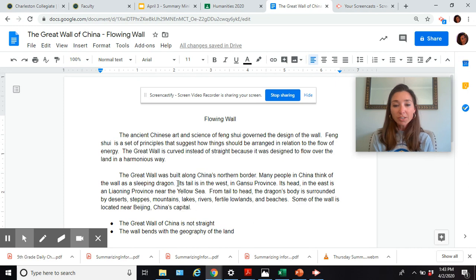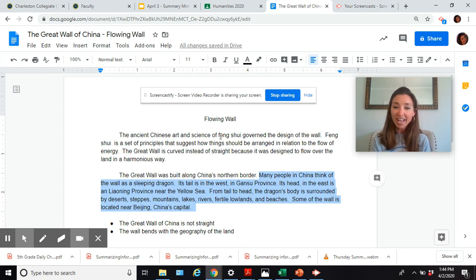Now, it talks all about where it's located, like this whole section down here, and that it looks like a dragon. But if I was retelling this to somebody and I wanted to make it short and concise and get to exactly what's relevant and what the author wants us to know, I think I could just stop right here. The Great Wall of China is not straight, and it bends with the geography of the land.